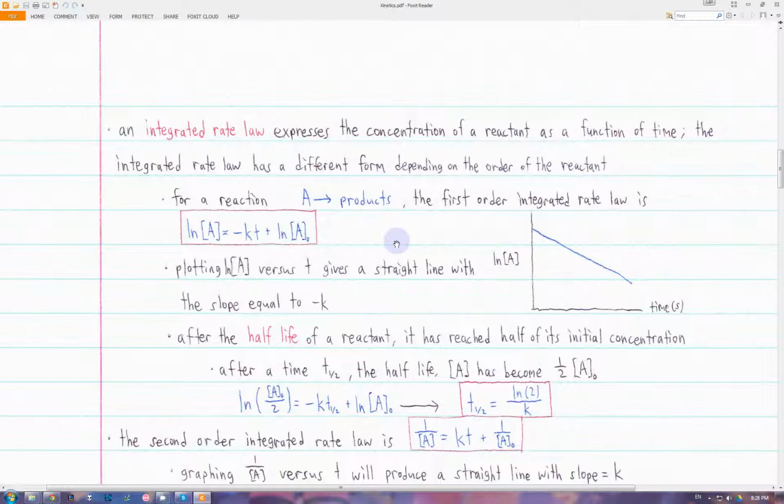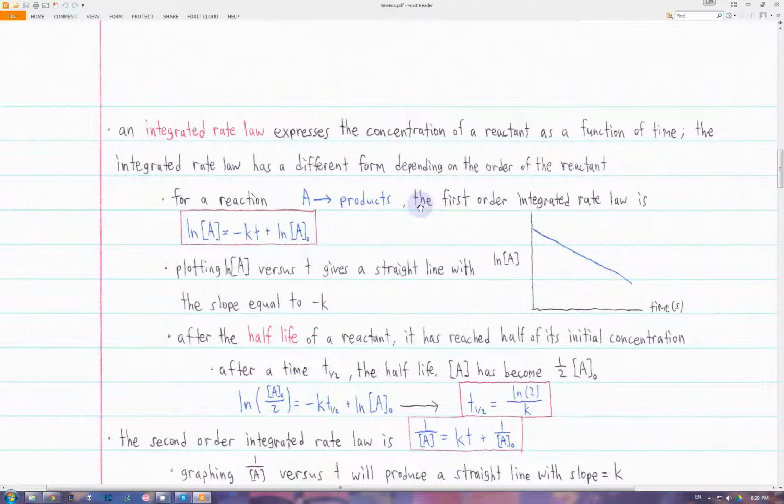So the differential rate law told us how the reaction rate depends on the concentrations of the reactants. Now we're going to look at a different type of rate law called the integrated rate law. And this tells us how the concentration of a particular reactant changes as a function of time.